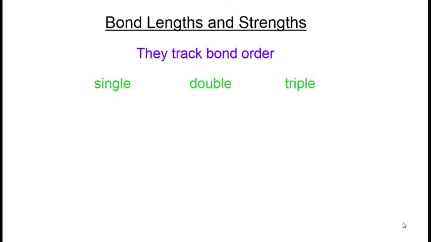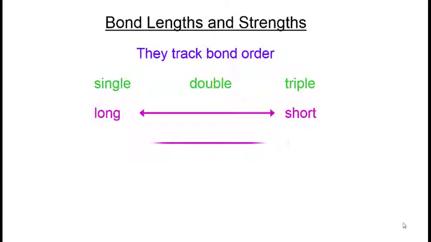In order to rank bond lengths and strengths, we need to know that they track bond orders. We can think about a continuum of bonds, from a single bond to a double bond to a triple bond. When thinking about length, single bonds tend to be long, whereas triple bonds tend to be short. Double bonds would be intermediate. With bond strength, single bonds are weaker, triple bonds are stronger, while double bonds are again intermediate.